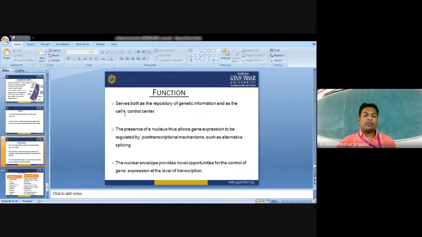Now, the function of the nuclear envelope. It serves both as a repository of genetic information and as the cell's control center. The presence of the nucleus allows gene expression to be regulated by post-transcriptional mechanisms such as alternative splicing. The nuclear envelope also provides a novel opportunity for control of gene expression at the level of transcription.